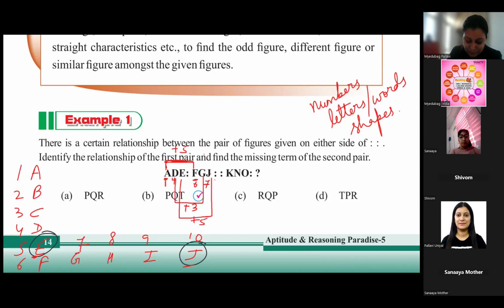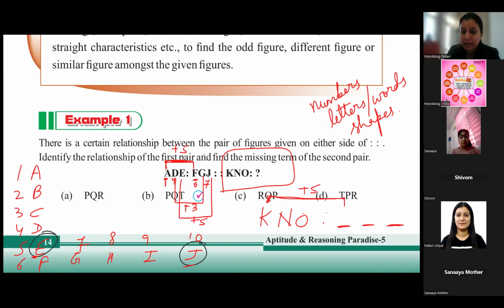So the same pattern we'll follow in the second pair now. In the second pair, the first group is KNO. That means the answer will consist of three letters. In the first one, we'll add 5, as was there in the first pair. See, in the first pair, when we went from A to F, 5 was added, right? Then in the second, how much was added? 3 was added, right? So here also we'll add 3, and in O, how much will we add?